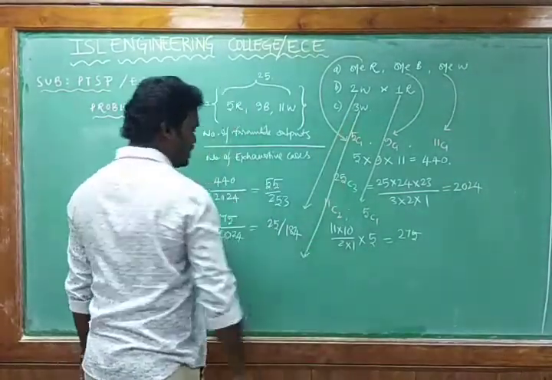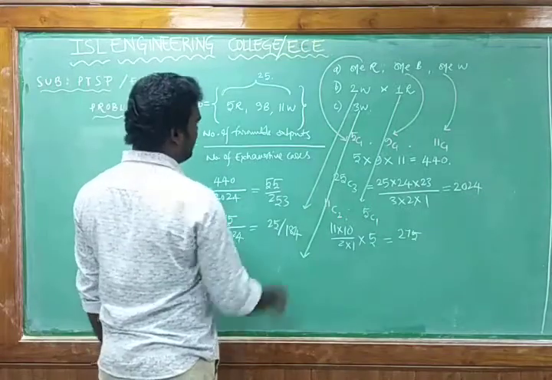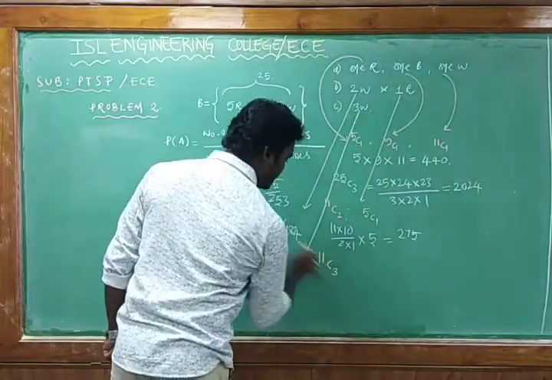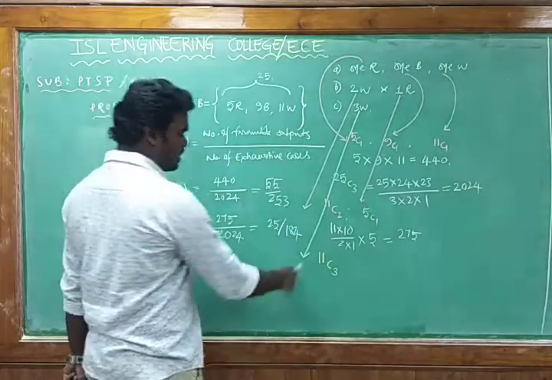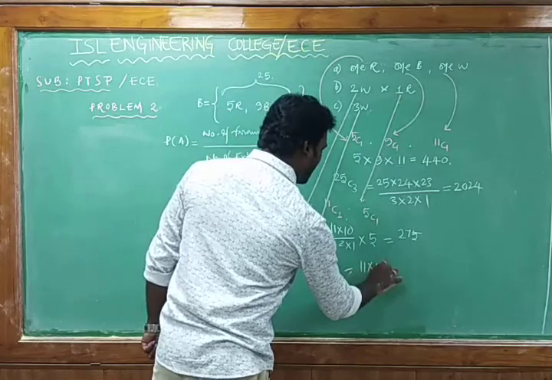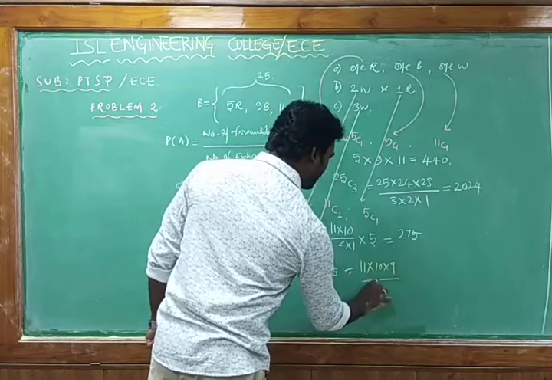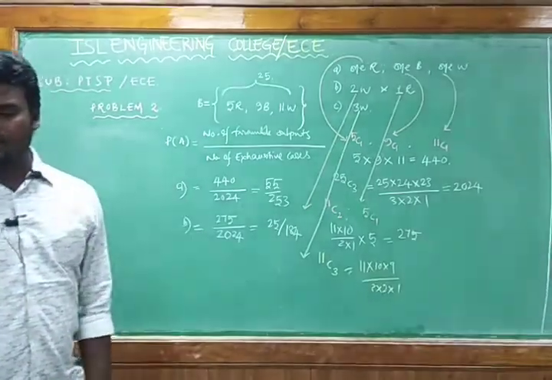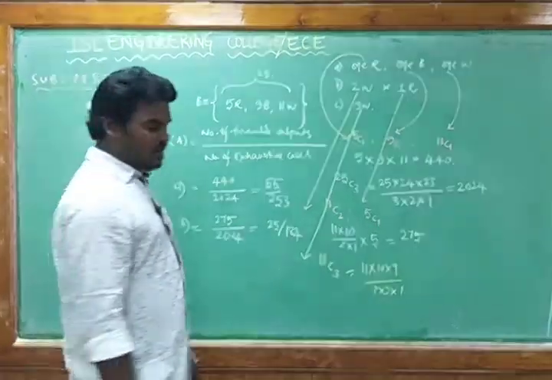We require 3 white balls. The total white balls are 11, from which we are selecting 3. The total possibility is 11C3, which is nothing but 11 into 10 into 9 by 3 into 2 into 1. It is the number of favorable cases, which is 165.